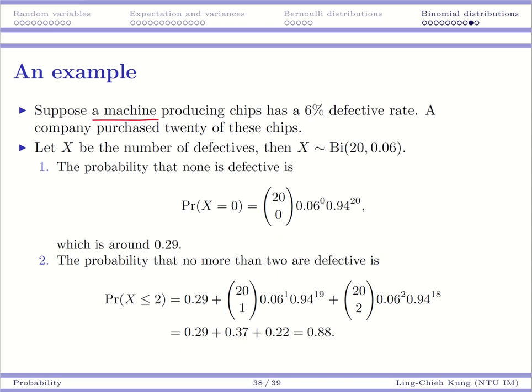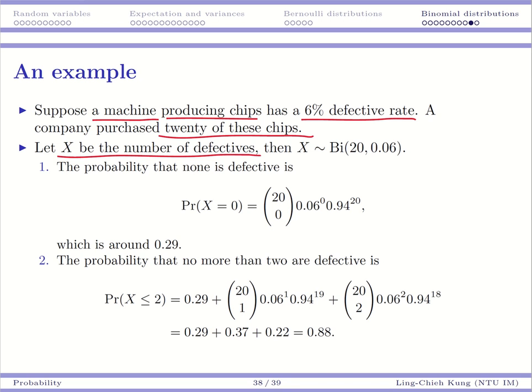Suppose we have a machine. It produces chips with 6% defective rate. So roughly speaking, if you produce 100 chips, 6 out of them are not good. Okay, so now a company purchases 20 of the chips. Now let's try to ask how many defectives we may see.